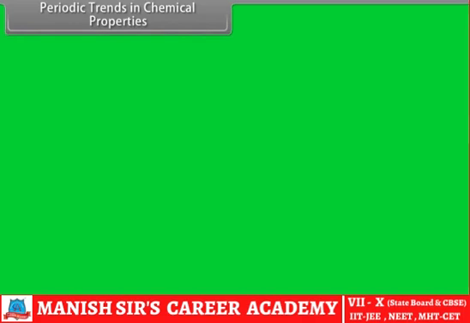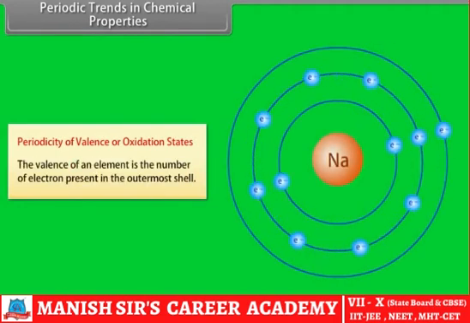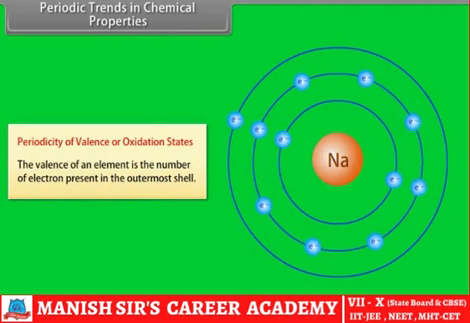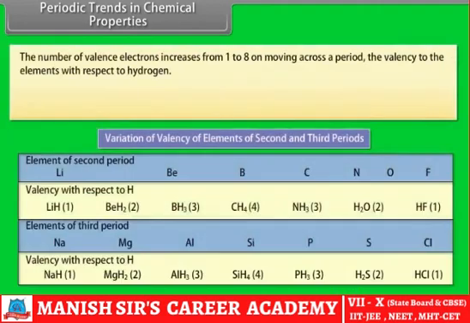Periodic trends in chemical properties. Periodicity of valency or oxidation states. The valency of an atom is the number of electrons present in the outermost shell. The number of valence electrons increases from 1 to 8 on moving across a period. The valency of the elements is also considered with respect to hydrogen.